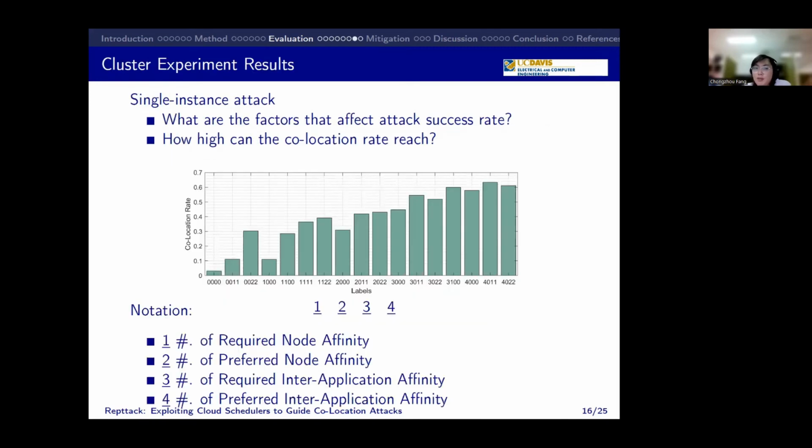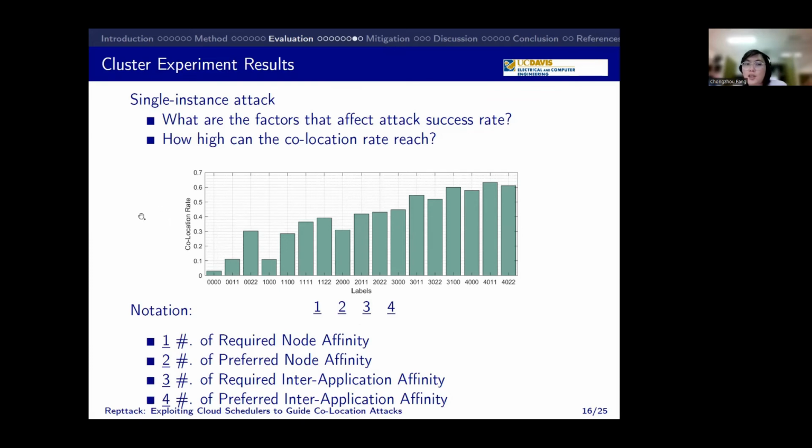We then repeat a similar process on a cluster of 40 nodes. In this figure, we represent user affinity configuration with a 4-digit string. For example, 1212 means the user generates 1 required node affinity specification, 2 preferred node affinity, 1 required interpod affinity, and 2 preferred interpod affinity specifications.